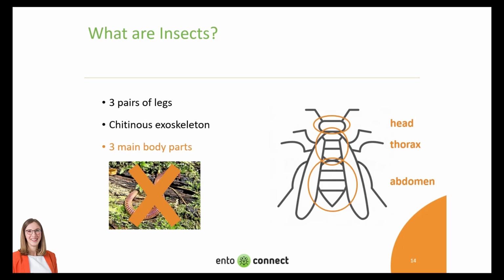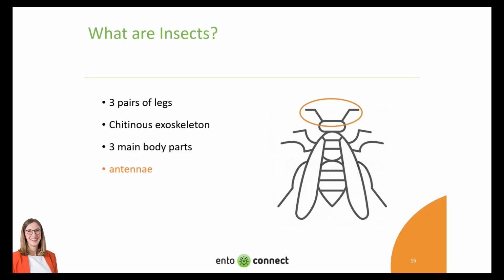And again, you cannot find these distinctive body parts in an earthworm, so obviously not an insect. Insects also have antennae. And usually they have 2 pairs of wings, or in some cases 1 pair of wings and 1 pair of halteres, which used to be wings.